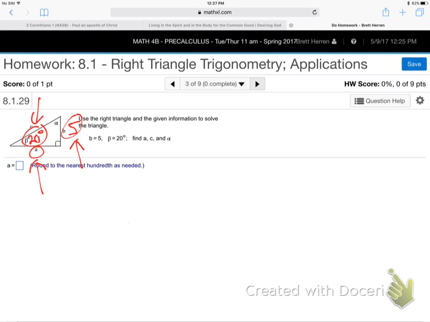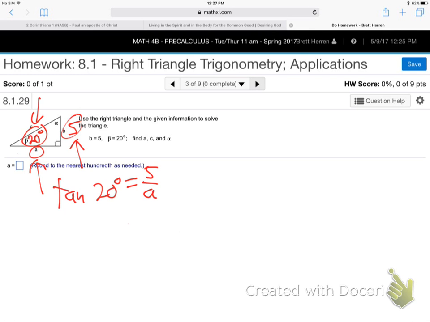What trig relationship connects those three, right? Because you want two numbers you know and only one letter you don't know. So what connects the 5 and the a and the 20? Tangent, right? In this case, it's not always tangent, but this one's tangent. Tangent of 20 is 5 over a. So that's what's going to allow us to solve for the little a.